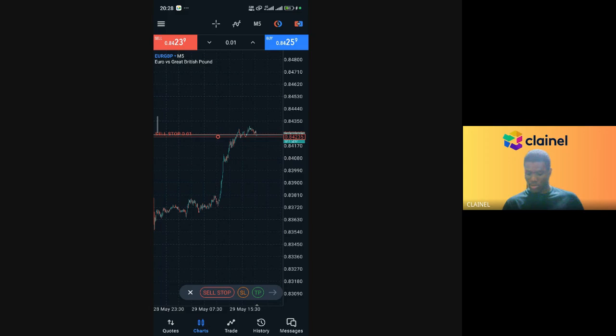Let's say we put our sell stop here, and then we can set our SL and TP. SL means if the market reaches that price, your trade should close. That is if you have any loss. And if the market reaches the TP price, that is your take profit. TP is take profit, SL is stop loss. So we can just put sell stop.